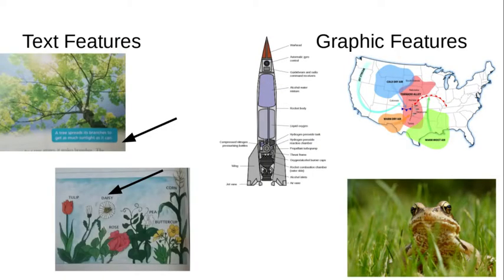Looking underneath the text features, I have an example of a caption. Here's a picture of a tree in the sunlight, and the caption says, "A tree spreads its branches to get as much sunlight as it can." So that caption tells me more about that picture. It explains why tree branches are spread out because they're reaching for the sunlight.